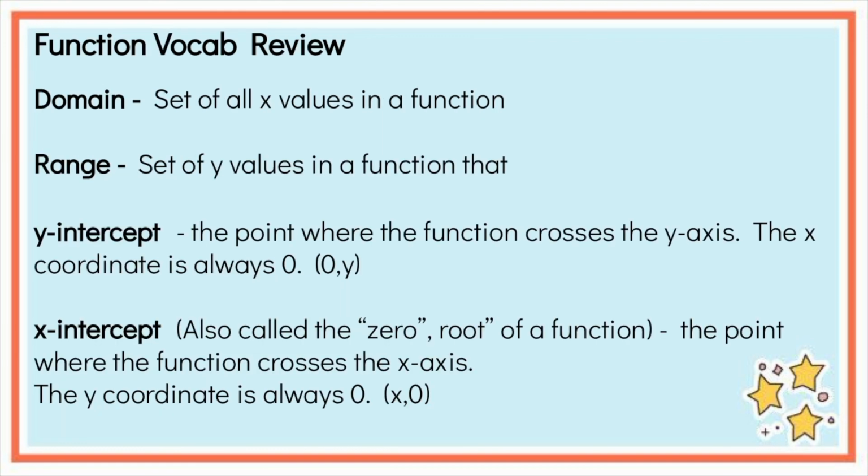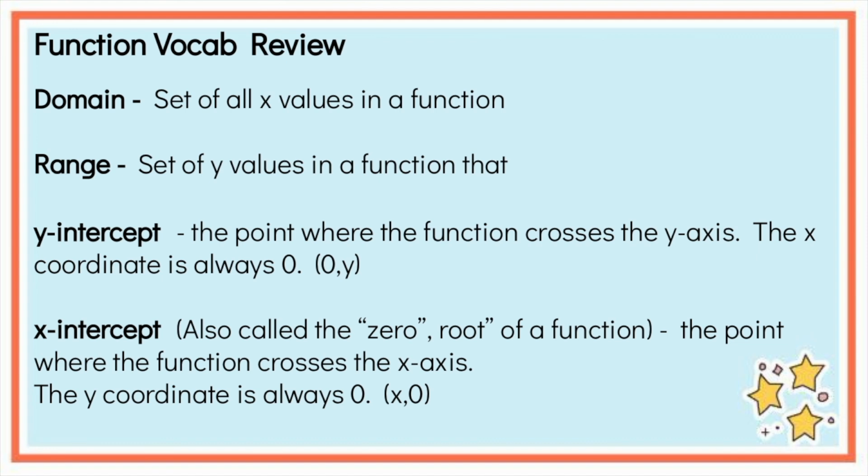Here we are looking at some function vocabulary to review. So remember, domain is the set of all the x values in a function. The range is all the set of y values in that function. The y-intercept is the point where the function crosses the y-axis. The x-coordinate is always 0. So 0, whatever your y-coordinate is your y-intercept.